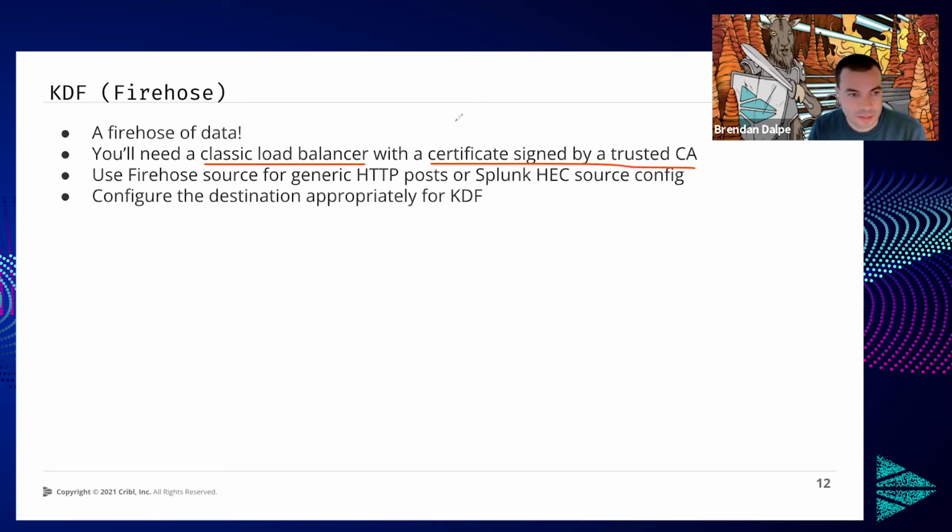This is something that I typically see. The second one here is usually the issue that I run into. Either there's an invalid cert or self-signed cert installed on that load balancer if you're not using Amazon to receive that data. And again, you can use a generic HTTP destination, or you can use Splunk as a destination, which will then use Splunk HEC on the LogStream side, and then configure your destination appropriately in the Firehose config.